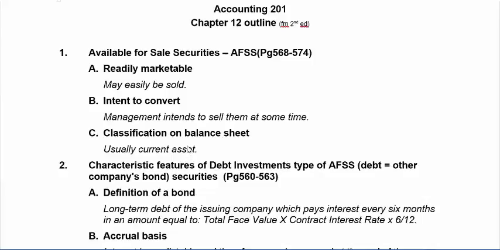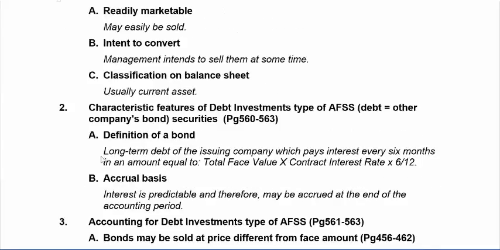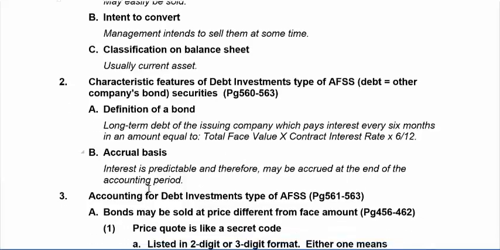If it's a debt investment type of available for sale security, that's some other company's bonds. A bond is a long-term debt of the issuing company and pays interest every 6 months. The way you calculate the interest is the face value of the bond times the contract interest rate times 6/12. Face value, by the way, is always $1,000, and then that times however many bonds you actually own. Interest on the bonds can be accrued, so it's predictable.